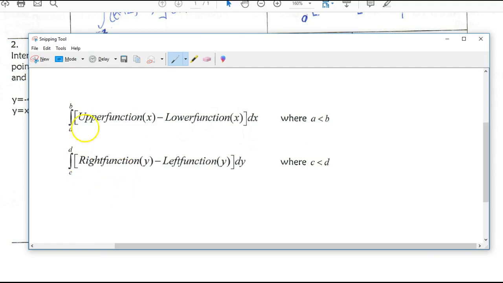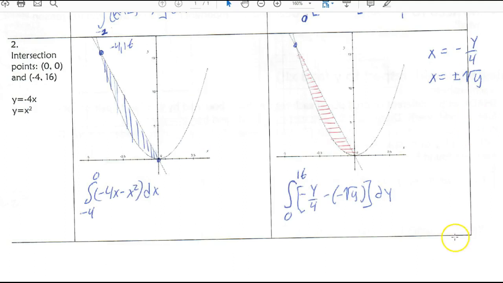Just as a recap, remember when you're integrating with respect to x, you're going to do the upper minus the lower. When you're integrating with respect to y, you're going to do the right function minus the left function. All right, so I'm going to drop this down. This is what it should have looked like for the next 2. Again, put it on pause right now and give everybody a chance to take a look at that and then move on to the next problem.